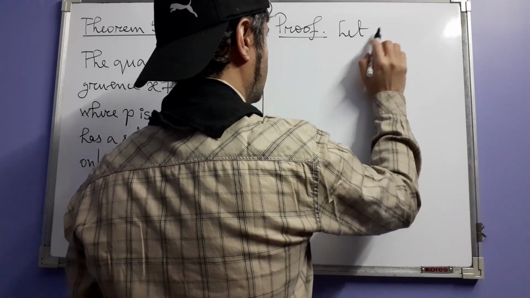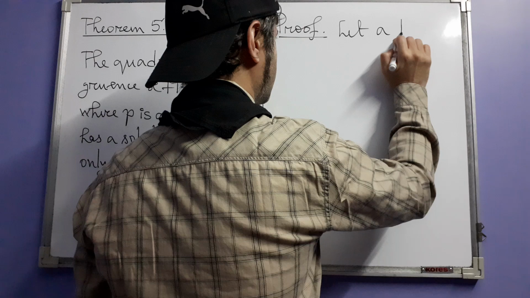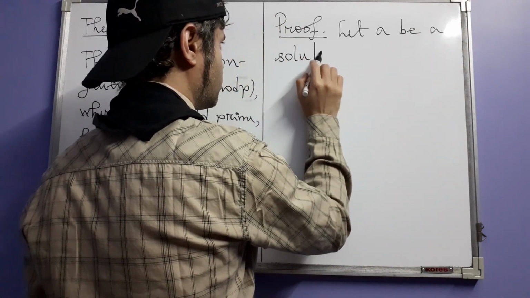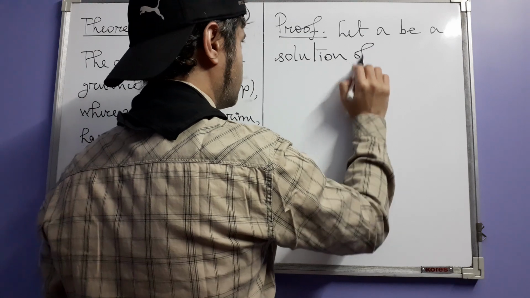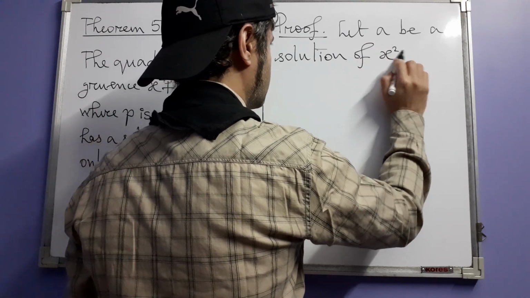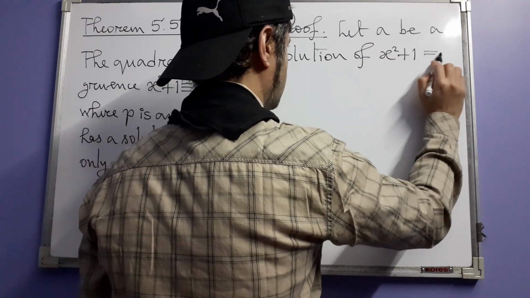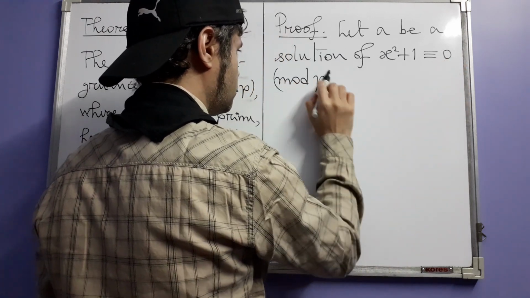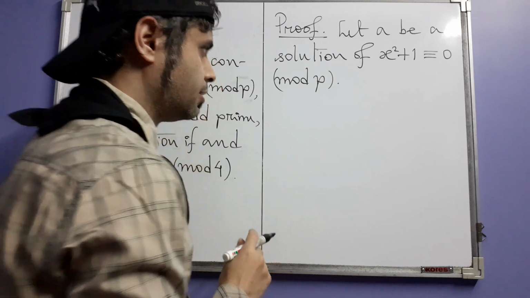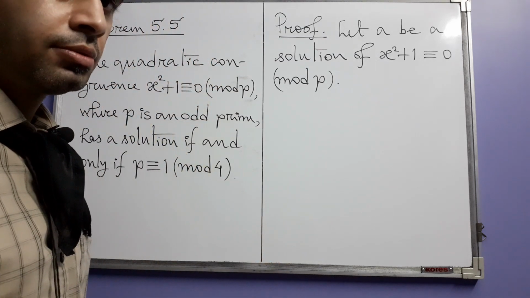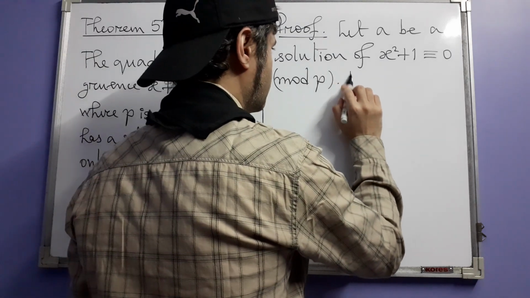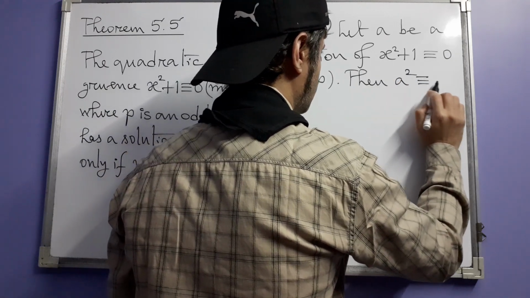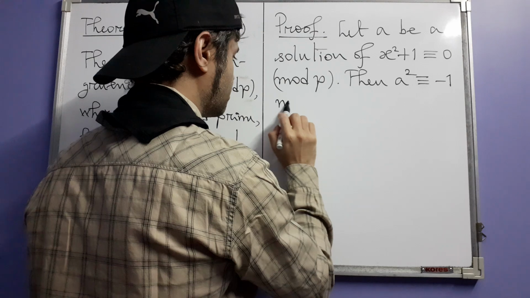Let the integer a be a solution of the given congruence. Then what will happen? a square plus 1 is congruent to 0 mod p. That is, a square is congruent to minus 1 mod p.